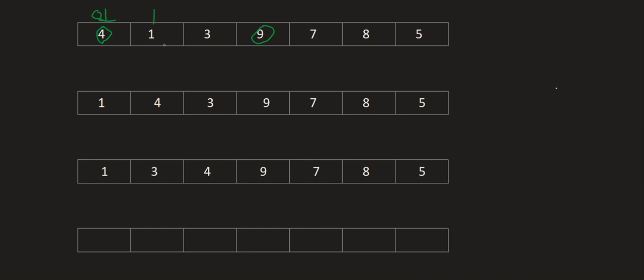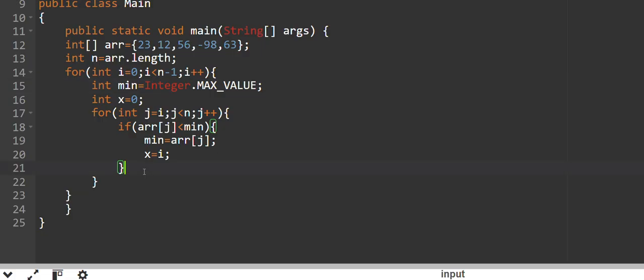Is 9 less than 1? No. Is 7 less than 1? No. Is 8 less than 1? No. Is 5 less than 1? No. Therefore, my minimum value will always be 1 in the first pass. Did you get how I found out the minimum value? Right. So this is how we found out the minimum value, and after finding it, we'll swap with the first element. So now that's what we'll code.